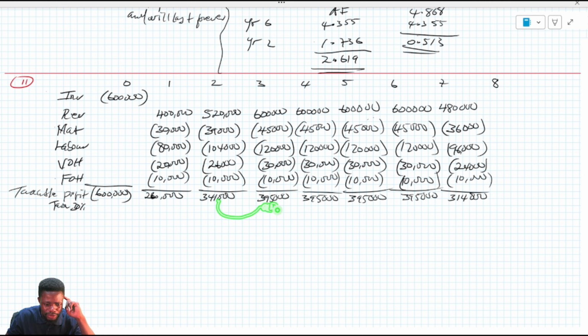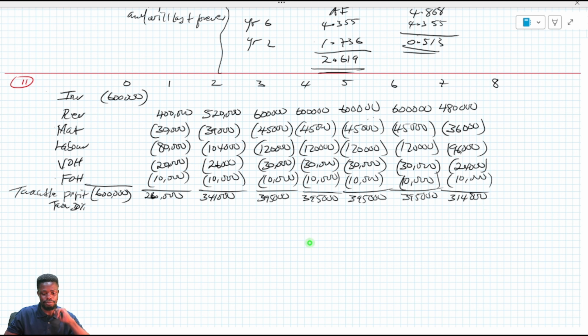Year three tax will take it and pay year four. Year four tax will take it and pay year five. Year five tax will take it and pay year six. Year six tax will take it and pay year seven. Year seven tax will take it and pay year eight. That is what it means when tax is paid in arrears.